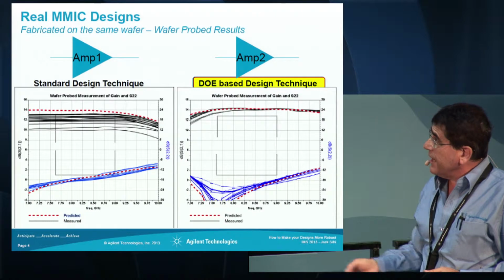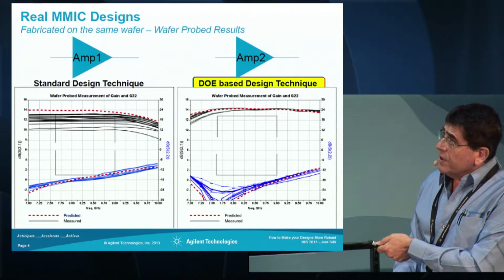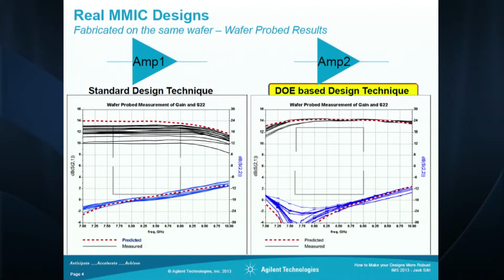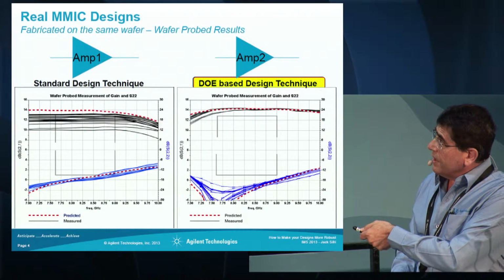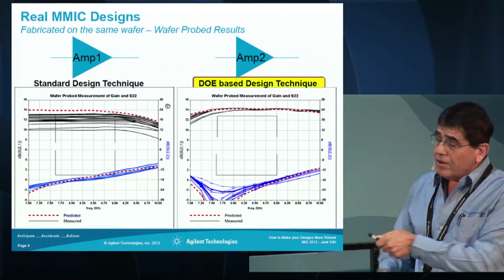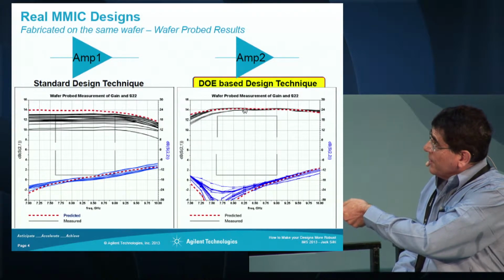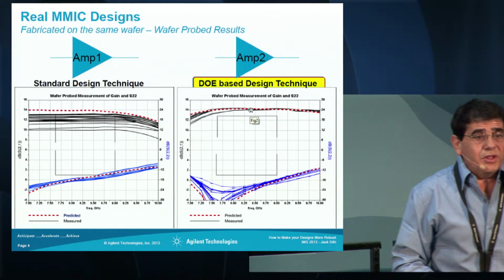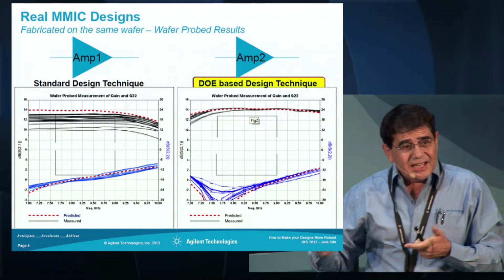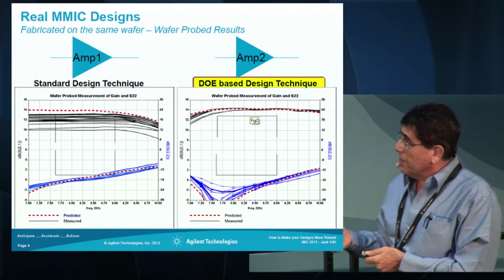And the results came. This one is the gain versus frequency. You can see the variation on the traditional design. And you can see the wafer probed results, how tight it is with the robust design technique. So this is an illustration of what I will be talking about.